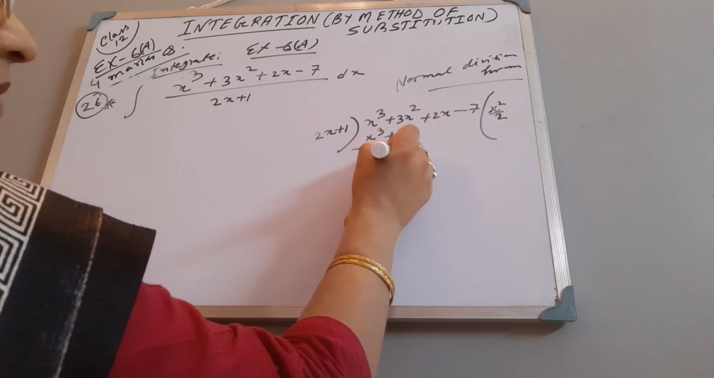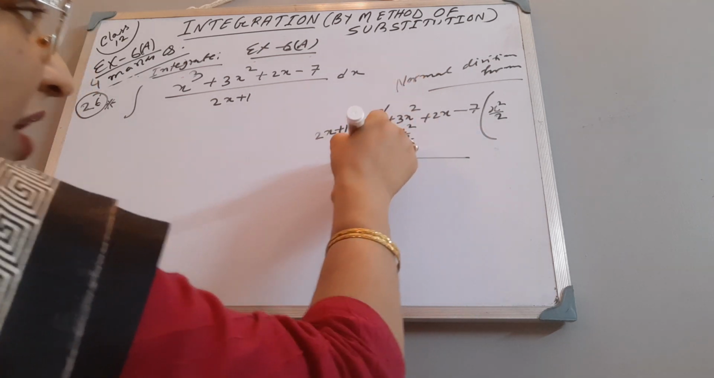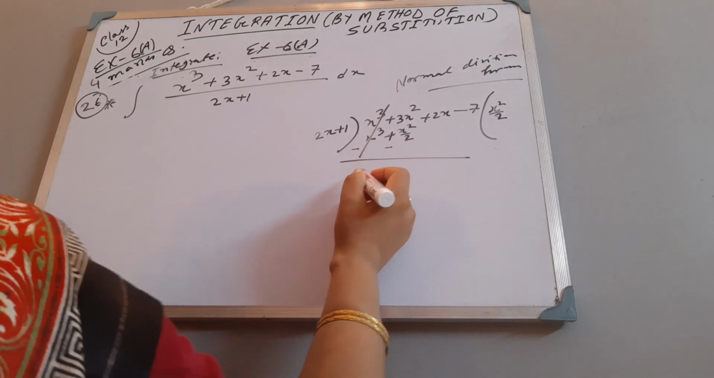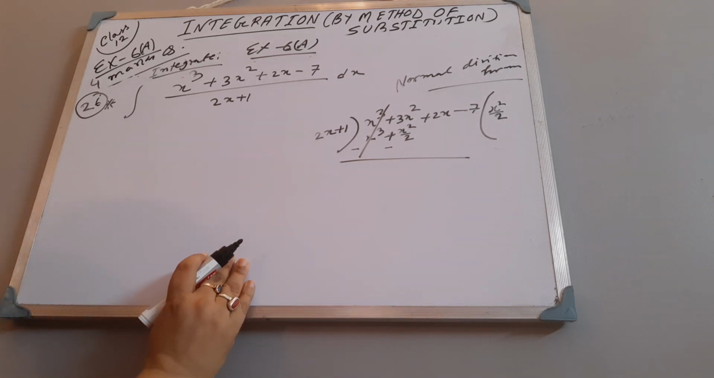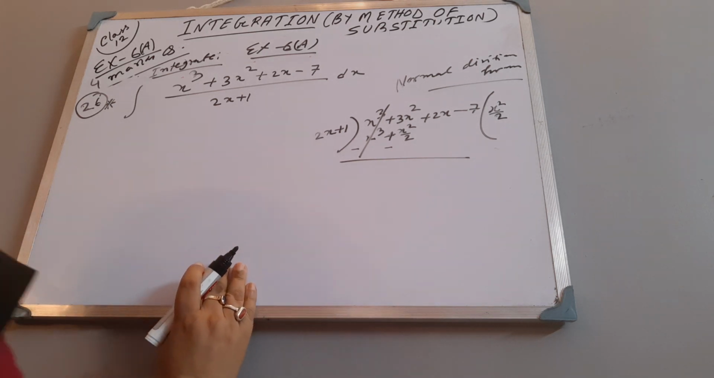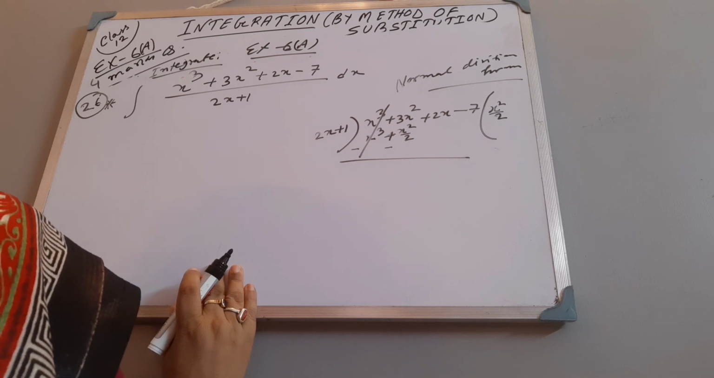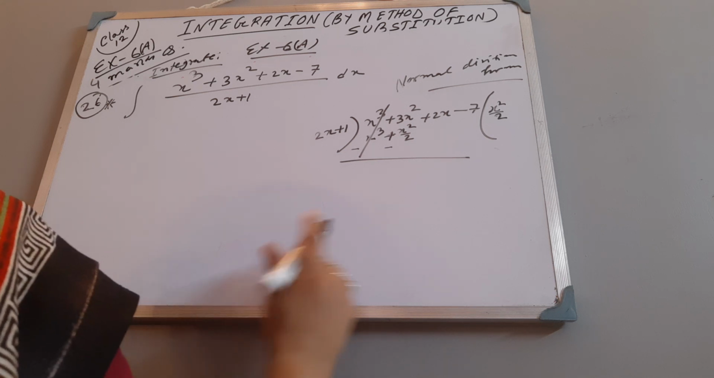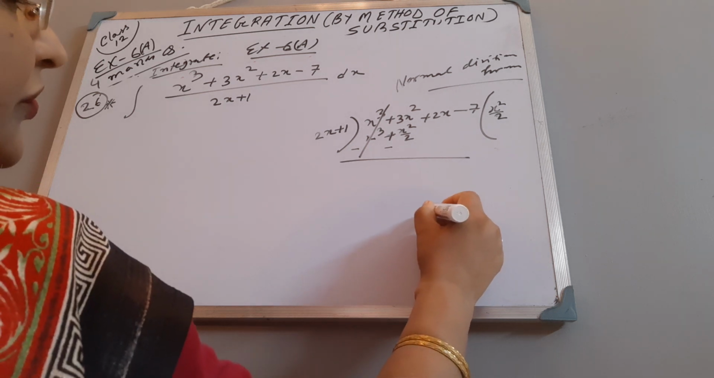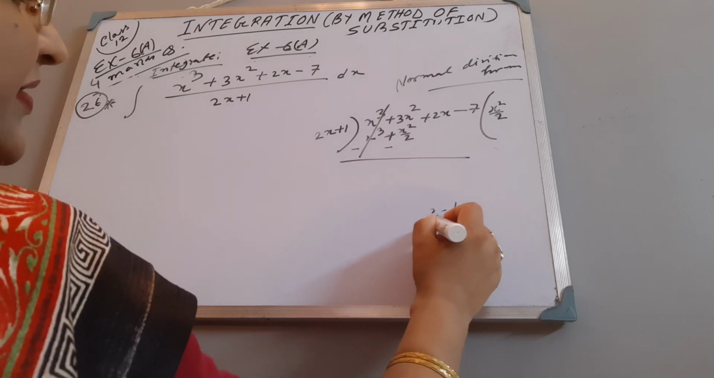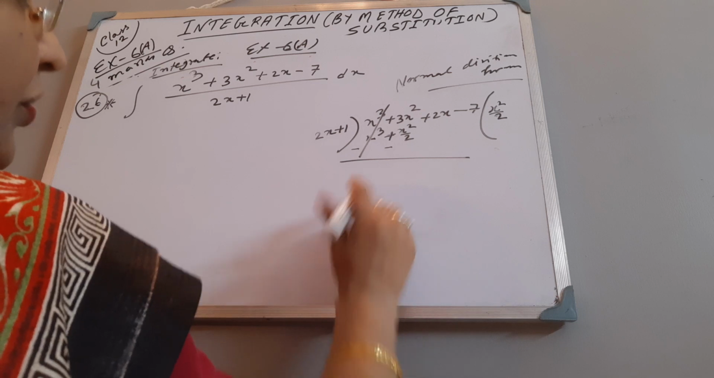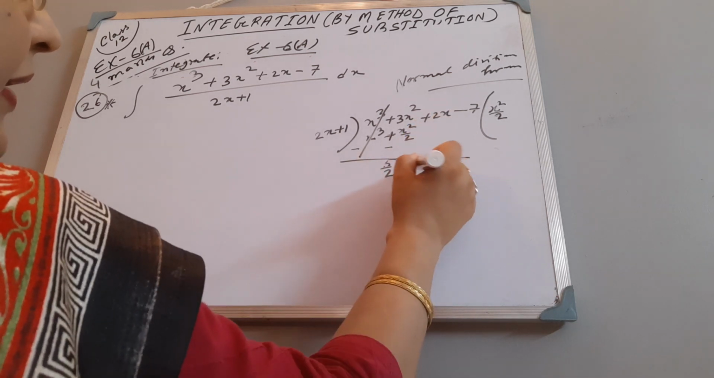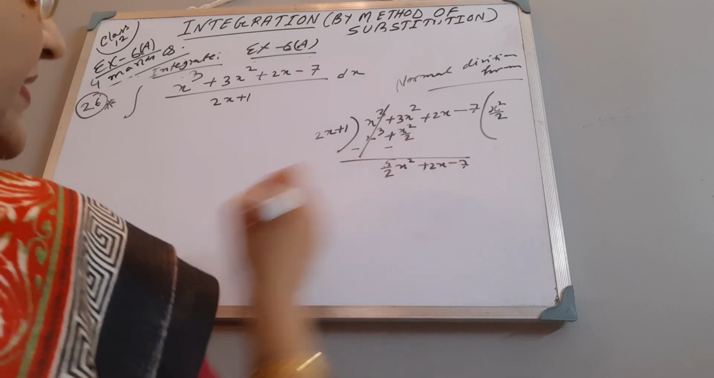Okay, then minus. I am doing normal division. So 3x square minus x square by 2. It is coming 3 minus half, that is 6 minus 1, 5 by 2. Okay, so right here we get 5 by 2 x square, and then 2x minus 7.